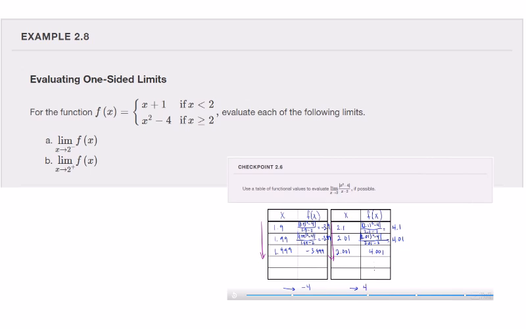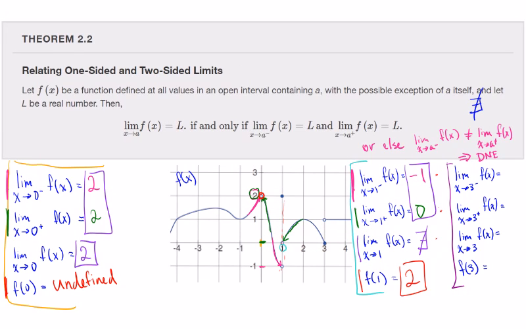So those are the ways we can do it: computationally by plugging in values, sometimes if we have a piecewise function, or we can do a table by getting closer and closer to certain points from the left or the right, or we can do it graphically by just visualizing and following that curve as we get closer and closer to certain points from the left or the right.